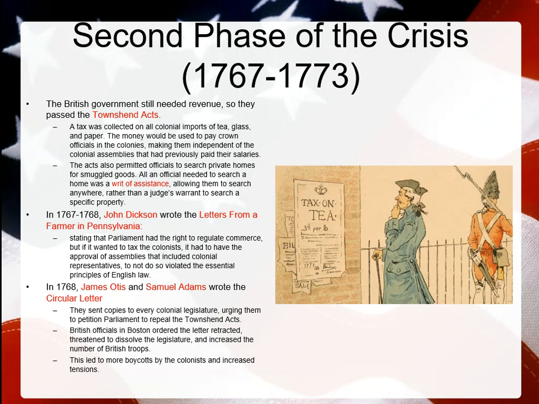Now, British officials in Boston did not like that the Circular Letter was being used to sort of usurp laws in Britain, and so they started to dissolve the legislature and increase the number of British troops.